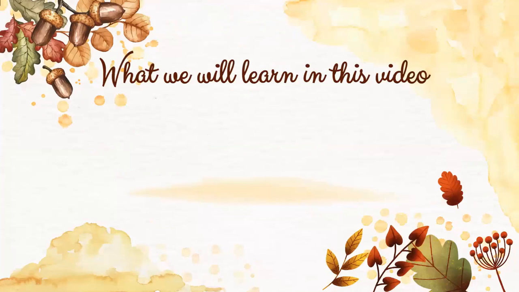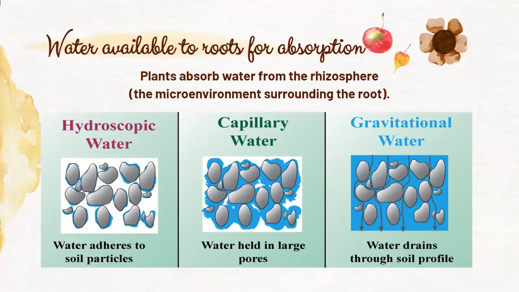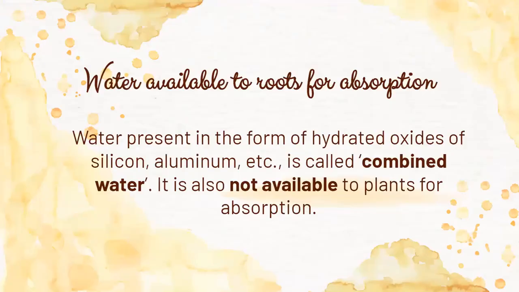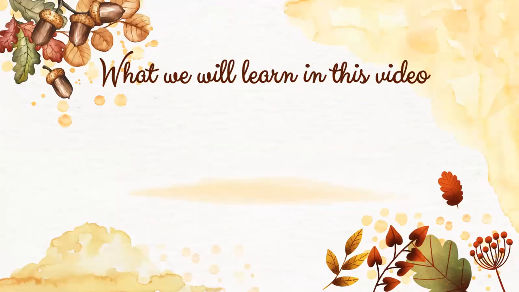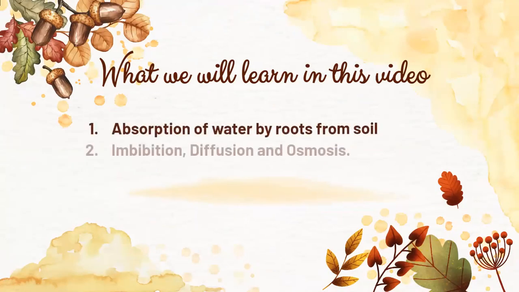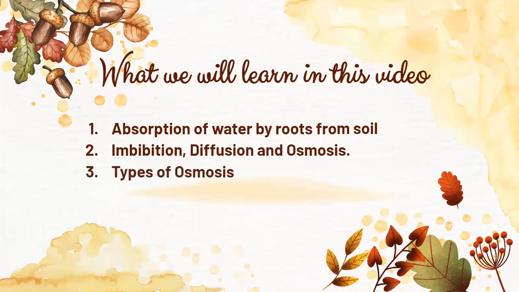So that's all for this video. We have discussed the structure of the root hair, and we have discussed the different types of water and which water is available for roots for absorption. In the next video, we will be covering absorption of water by roots from soil: the different methods like imbibition, diffusion, osmosis, and the different types of osmosis. So the different mechanisms used by the root system to absorb water from the soil, we'll be doing in the next video.